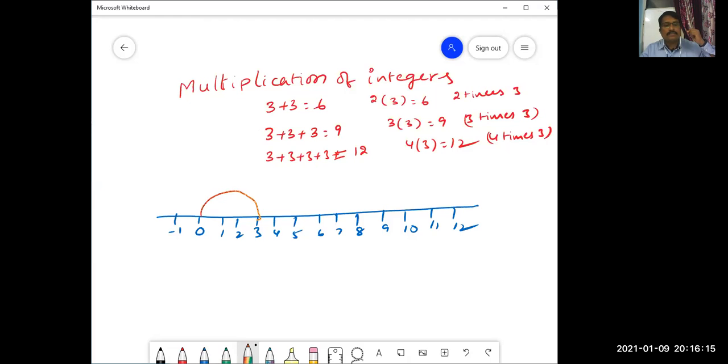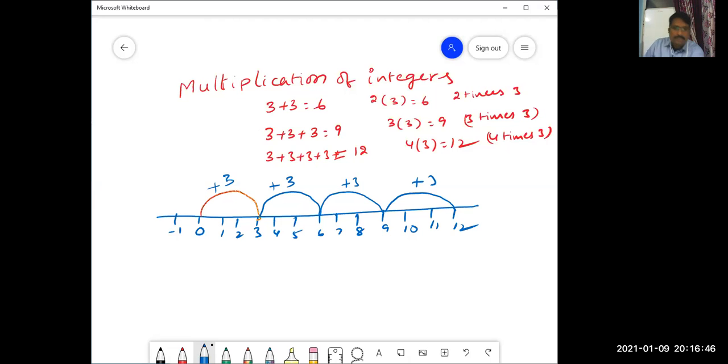Next, second 3 is here. 3 plus 3. Next, third 3 is here, and fourth 3 is here. So 3 here plus 3, 0 plus 3 is what it means. Then 3 plus 3 is 6, again plus 3, again plus 3. So 3 times 4. Just like that.